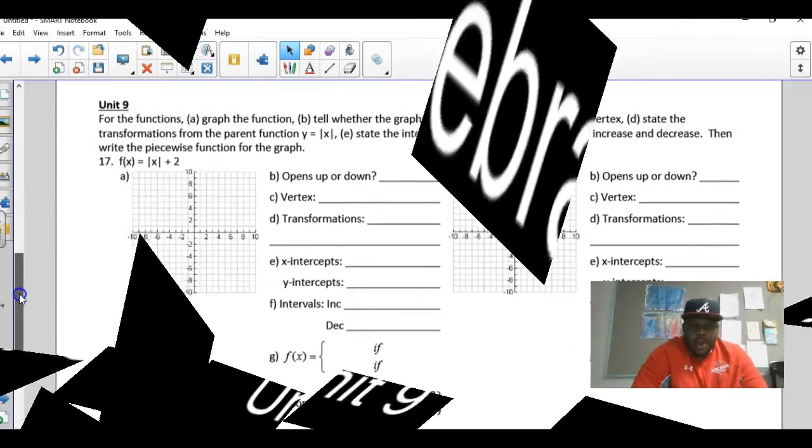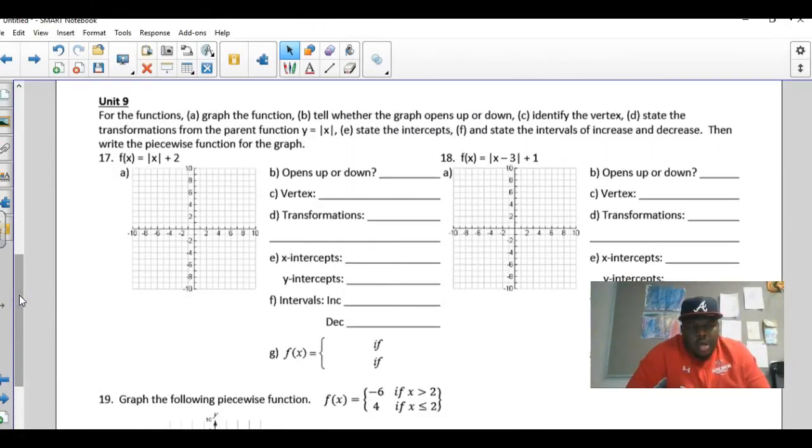All right, guys, right here for Unit 9. It says for the function, graph the function. Part A, we're going to do that. I'm going to show you how to do that with your calculator. Part B, tell whether the graph opens up or down. Identify the vertex. State the transformations of the parent function, absolute value of x. State the intercept. State the intervals of increase and decrease. And then write a piecewise function. Guys, piece of cake. Let's go ahead and do it.